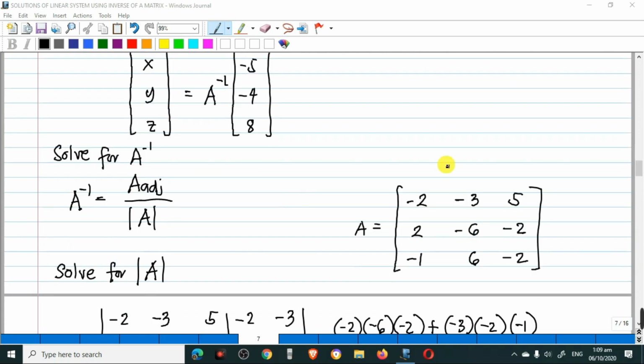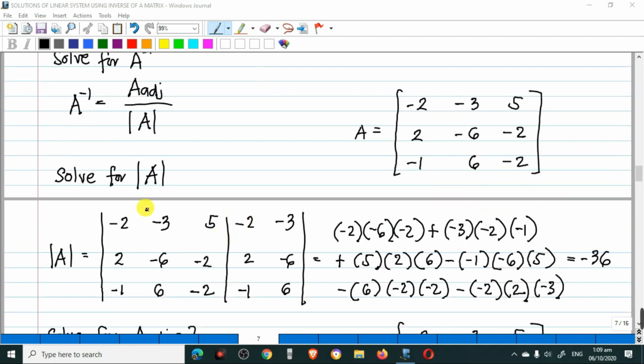So, meron tayong guide sa baba. So, solve first for the determinant of this matrix. So, sinulat ko na yung solution para mabilis, so explanation na lang ang gagawin ko rito. Since yung procedure naman ito, nagawa ko na dun sa ating first example. So, the same procedure lang.